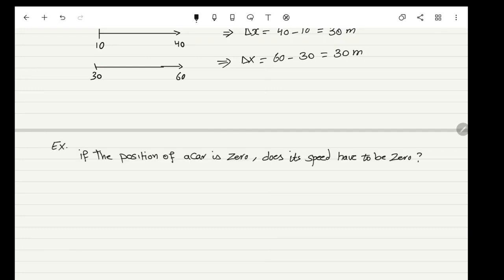Another case here, if the position of a car is 0, does its speed have to be 0? No, speed doesn't depend on position, it depends on the change in position. And since we know that the displacement doesn't depend on the origin of the coordinate system, an object can easily start from, for instance, x equal to -3 and be moving by the time it gets to x equal to 0.